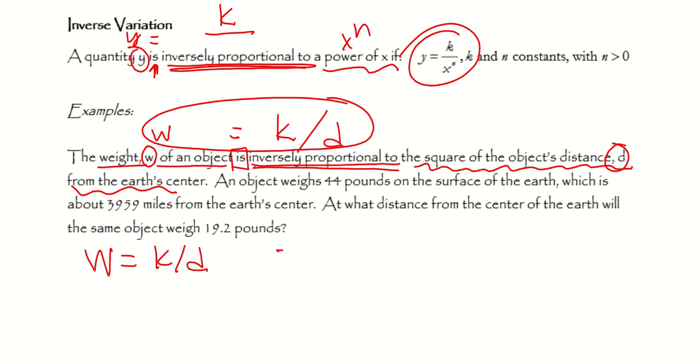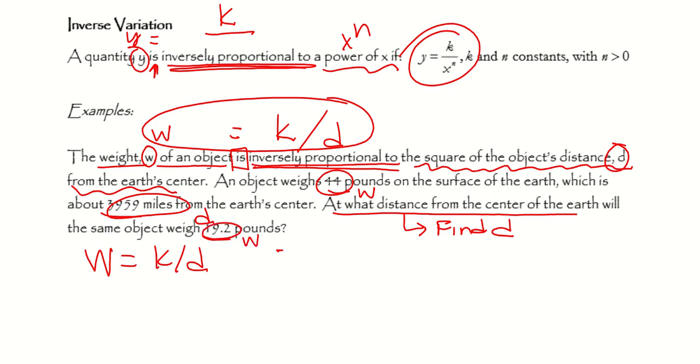An object weighs 44 pounds on the surface of the Earth, which is about 3,959 miles from the Earth's center. That's a value of d. The question is, at what distance from the center of the Earth, so this is saying find d, will the same object weigh 19.2 pounds? That's a value of W.